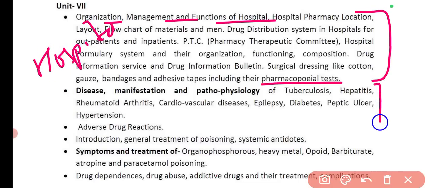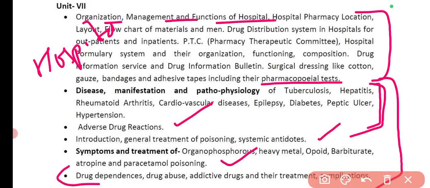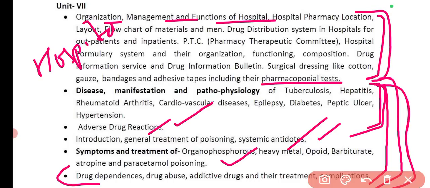Then disease manifestations, pathology of tuberculosis, hepatitis, these different drugs, adverse drug reaction, antidotes, different symptoms and treatments of different types of poisoning, drug dependencies. So these topics are of different subjects. Like you will see these subtopics in different subjects like toxicology. In hospital pharmacy also you will study these adverse drug reactions, the poisoning related data. So this particular section I will be covering in the next video. In this particular video I will be only covering the hospital pharmacy related things.